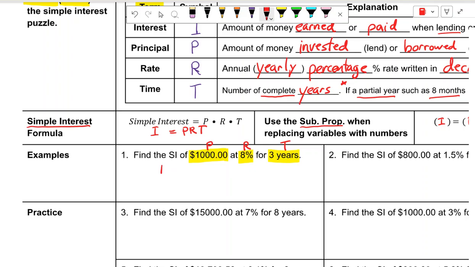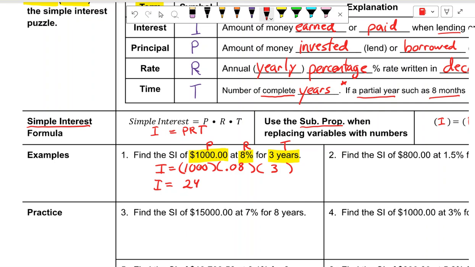So all you have to do is set up this. I is equal to the P times the R times the T. So the P is $1,000. The interest rate is 8%, so we need to change that into a decimal by dividing it by 100, and that's going to give you 8/100ths, and then 3 years. And then it's as simple as just picking up your calculator and multiplying all of those out. 1,000 times 8/100ths times 3. So on my screen, I have interest is equal to $24.